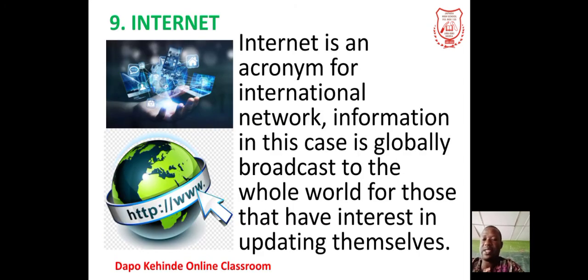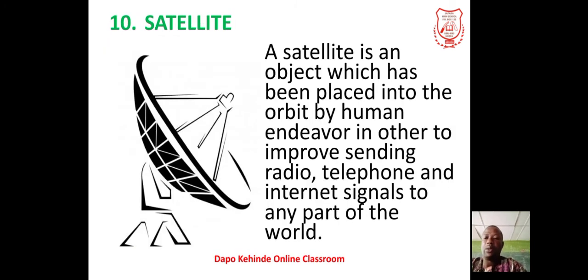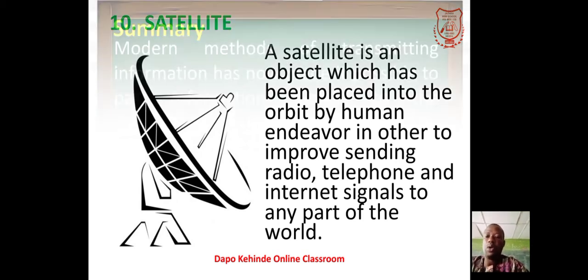Then we equally have internet, which stands for International Network, and which is generally used to broadcast information around the world. Then we have the satellite, which is an object which has been placed into the orbit by human endeavor in order to improve sending radio, telephone, and internet signals to all parts of the world.